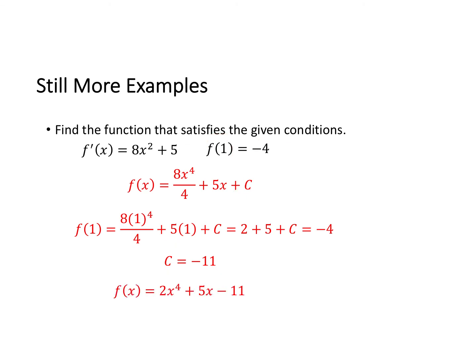So therefore, my function, which is what we were asked to find, f of x is equal to 2x to the 4th plus 5x minus 11. Okay? So here we were given what the derivative was. We were given a specific value of the function at a specific value, and we were able to then figure out, well, what is the function given that information.